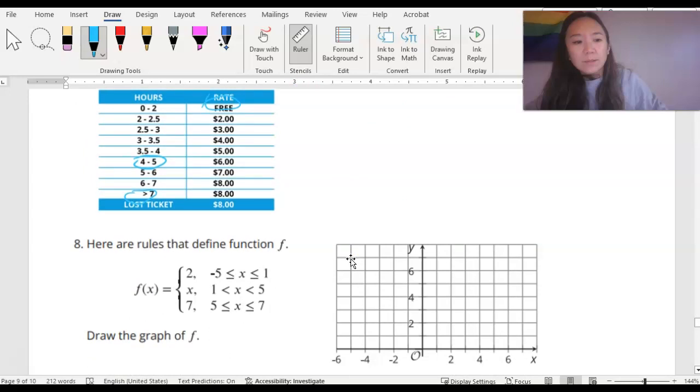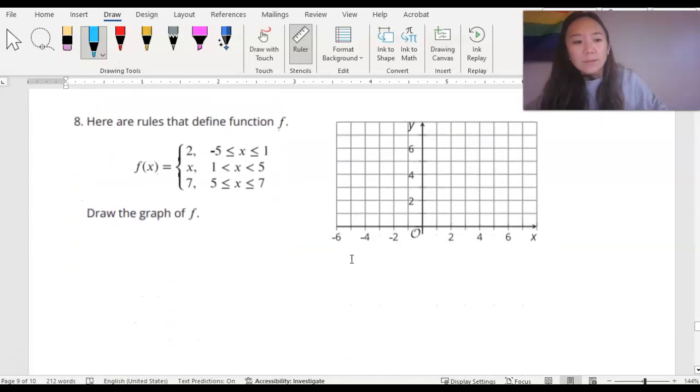All right. Now it says, here are the rules that define this function, draw the graph of f. So y equals 2 between negative 5 and positive 1. So we're going to look at 2 between negative 5, and these are greater than or equal to here, so they're going to be included in the points. And then I'm just going to simply connect the dots.